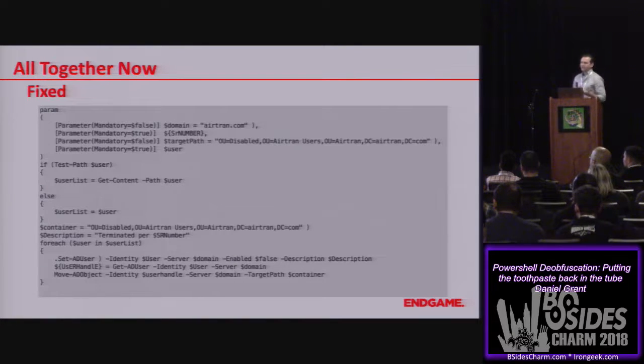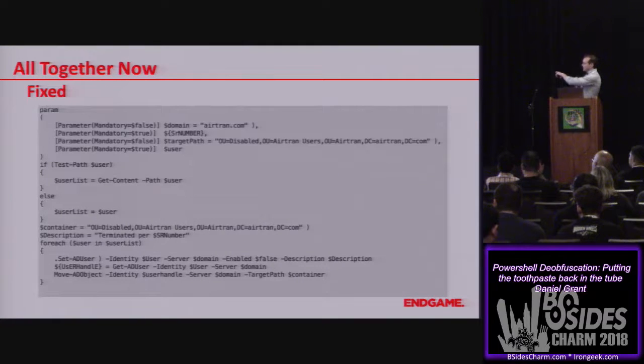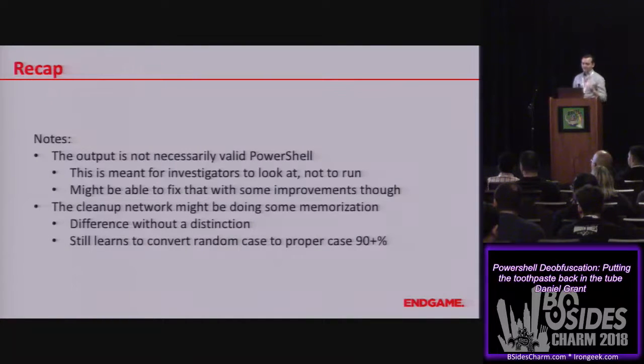But this is trained on 30,000 samples, with their various encodings and obfuscations, which, as far as neural networks go, is not a lot. So this has a lot of room to improve. But it pretty much works. So some notes about this as we do a little recap. The output is not necessarily valid PowerShell. There are certain things I can see that are going to break this. There are unbalanced parentheses. There's an extra period in there somewhere. Some stuff like that. But this is for investigators to look at, not to run. I still think I'm going to be able to get this to produce valid PowerShell at the end. There's just a little bit more to do.